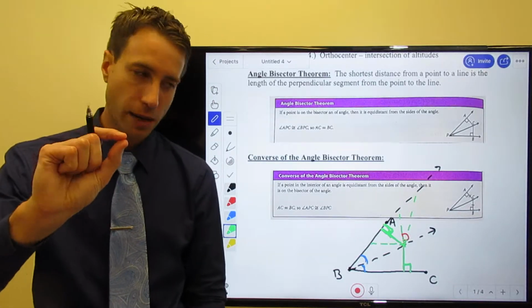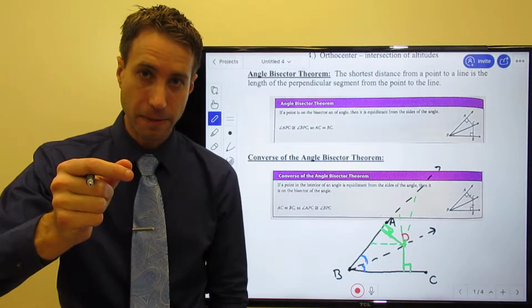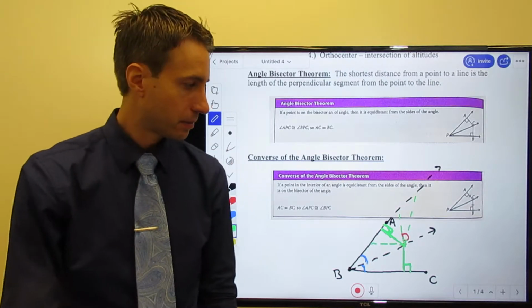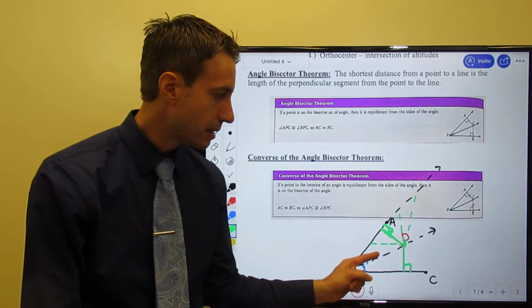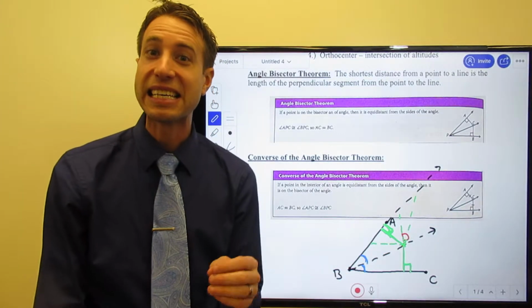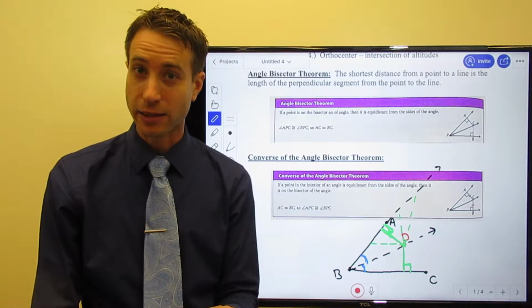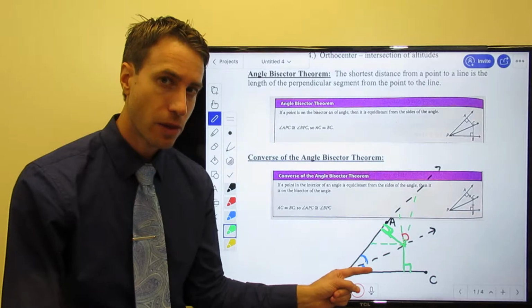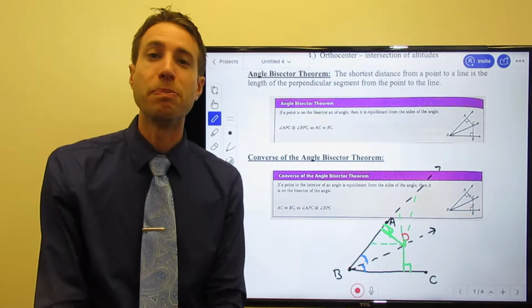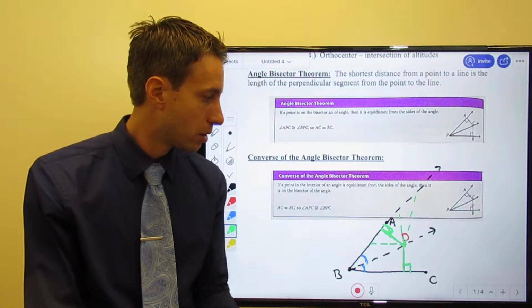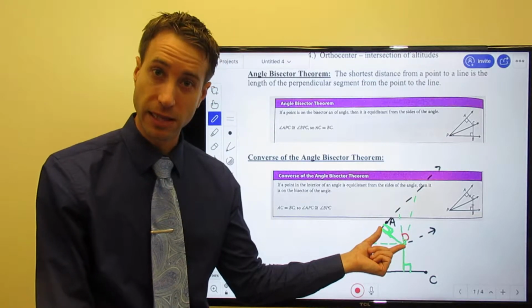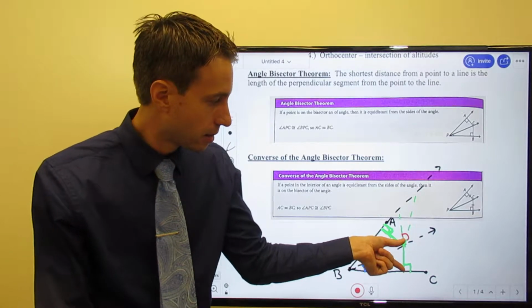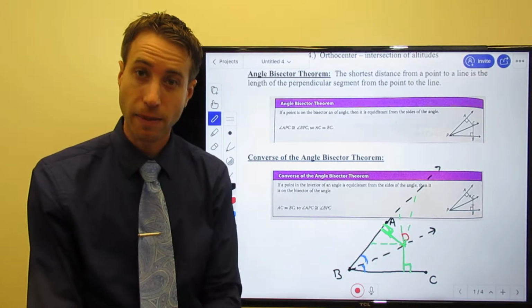Now here's kind of a really important idea. If BD is an angle bisector, meaning these two smaller angles are congruent, what do you think would be true of this distance and this distance?